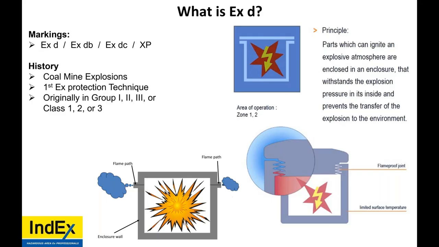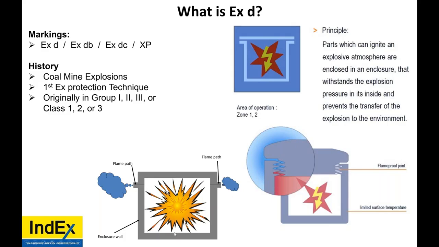Now, when we're looking at EXD devices, we have multiple different marking possibilities. You got EXD, DB, DC, XP, which will be explained later, and you may have other techniques like DE, DEM. Now, the history of it is this came out of coal mine explosions back in the early 1900s. This was the first EX protection technique. It was originally used for group 1, 2, and 3, or in North America, class 1, 2, or 3.